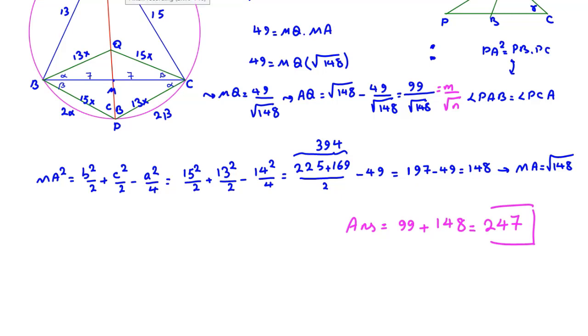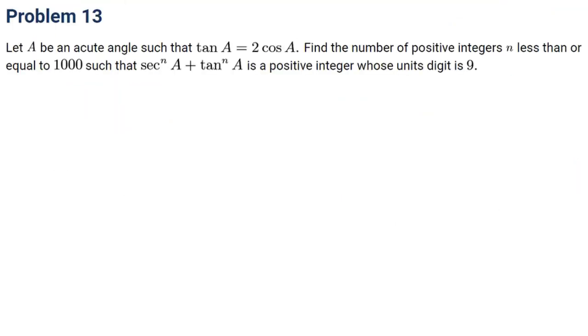AIME II 2023 problem number 13. Let A be an acute angle such that tangent A equals 2 cos A. Find the number of positive integers n less than or equal to 1000 such that secant n of A plus tangent n of A is a positive integer whose units digit is 1.